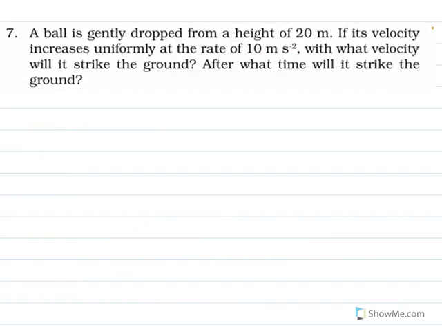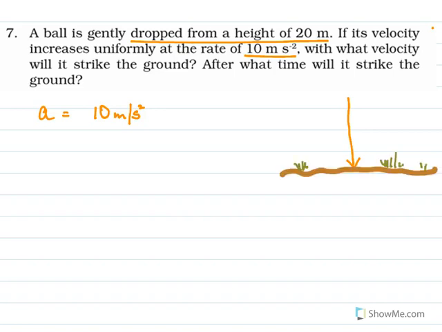A ball is gently dropped from a height of 20 meter. So here we are dealing with a body that is falling down, a body that is coming down. If its velocity increases uniformly at 10 meter per second square, which means this is acceleration, it will be positive because the body is falling and its speed keeps on increasing. With what velocity will it strike the ground? So here suppose is the ground. We must know with what velocity it will strike the ground, which means we must know the final velocity.